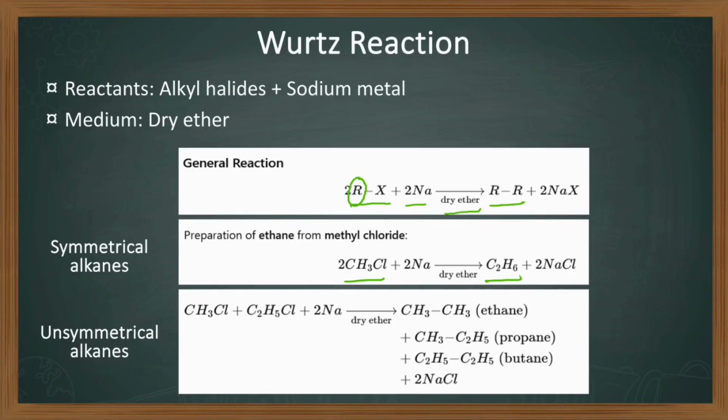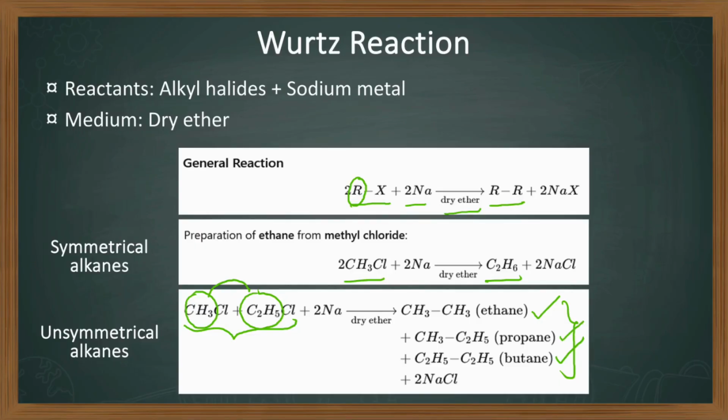What happens if we take two different alkyl halides as shown here? When we take methyl chloride with ethyl chloride for Wurtz reaction, we get multiple products as listed here. When two methyl groups couple, we get ethane. When two ethyl groups couple, we get n-butane. When cross coupling happens between methyl and ethyl, we get propane.